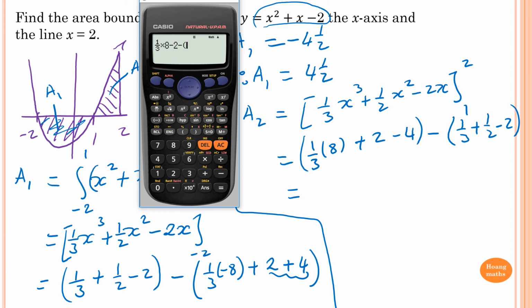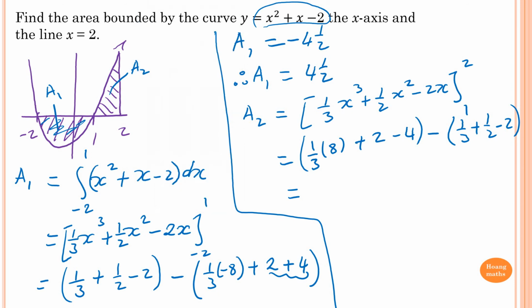All I need to do is 1/3 plus a half, or a half plus 1/3, doesn't matter. 1 plus a third, and then -2. So -2, close bracket. That's what I get. So shift SD, which is 1 and 5/6. So therefore, area is equal to 4.5 plus 1 and 5/6.